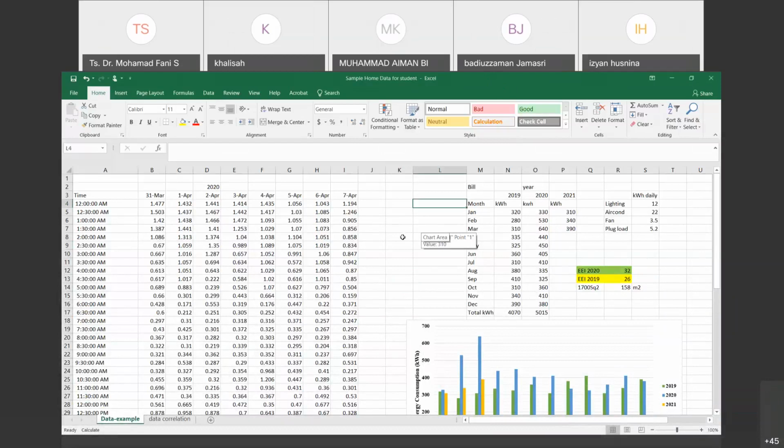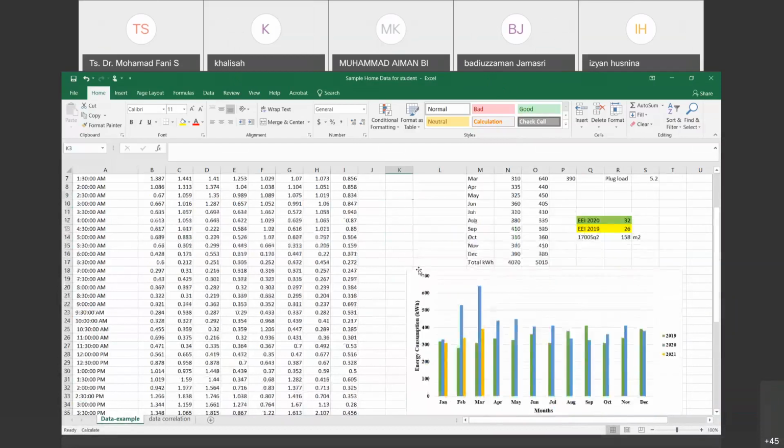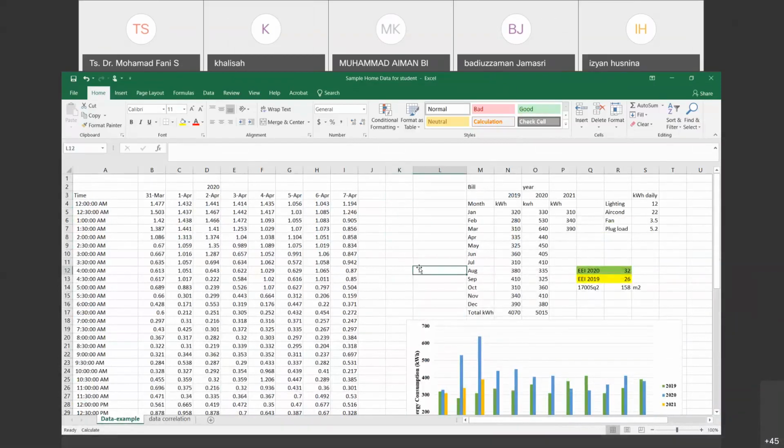Okay. So everyone, please open this Excel so that we can do some analysis together. This one will really help you to do your individual assignment, right?